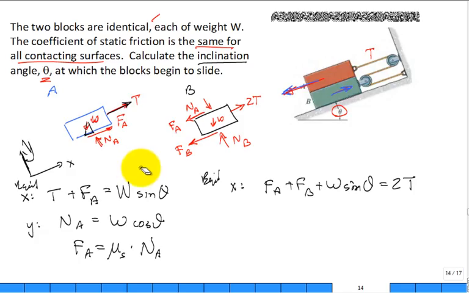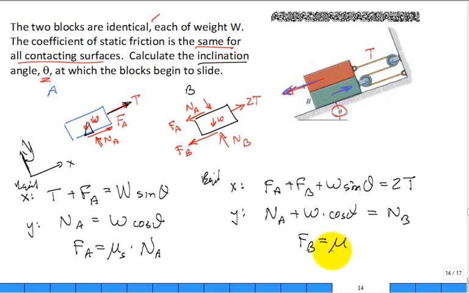That equation look good? And then equilibrium in the y, we'll have N sub A acting at the top pushing down, plus the weight times the cosine of the angle theta, gravity, weight, equal to N sub B at the bottom pushing up. We also have the friction. F of B is equal to the same coefficient of static friction times N sub B.